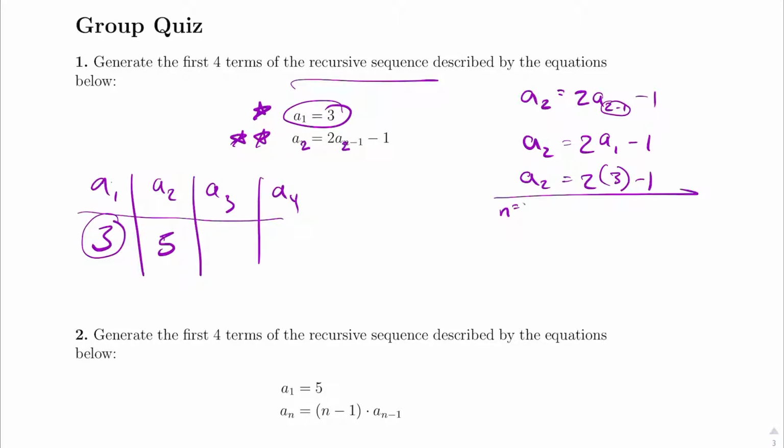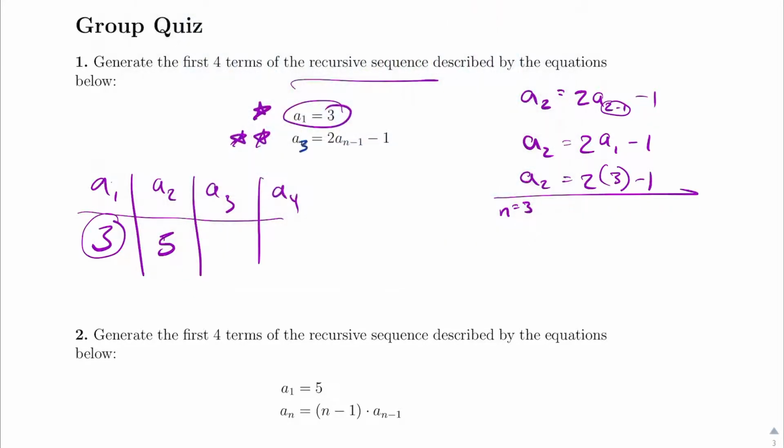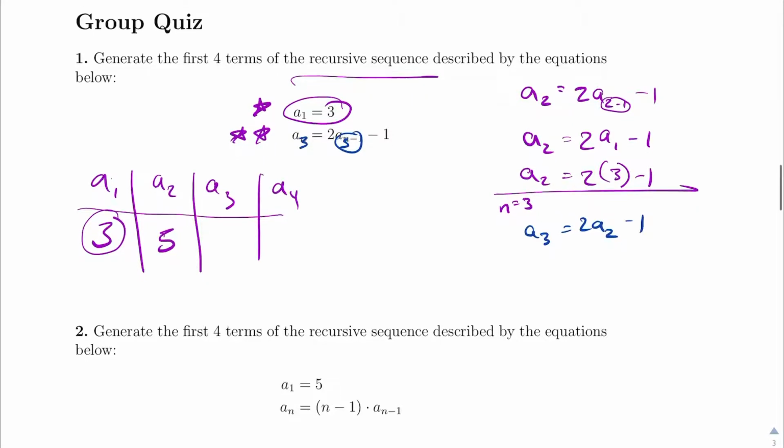Next, we do it for n equals 3. So we plug in 3 for n, and we get a3 is equal to 2 times a sub 3 minus 1, which is 2 times a2 minus 1, which is 9. And continuing this pattern, we get 2 times a3 minus 1 is 17.